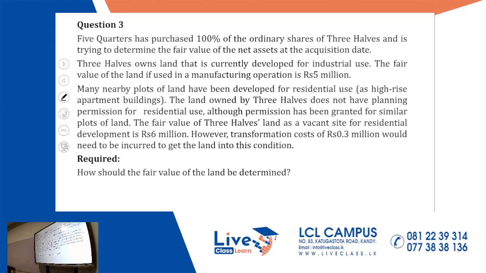Many nearby plots of land have been developed for residential use. ඒ කියන්නේ flats හදන්න. අපි එකම උදාහරණය තමයි මේ ඔයාලට පැහැදිලි වෙන විදිහට අරන් තියෙන්නේ. The land owned by 3 halves does not have planning permission for the residential use. ඒ කියන්නේ මේගොල්ලෝ වෙනම government එකට ගිහිල්ලා මුකුත් අරගෙන නැහැ. ලෙටර් එකක් sign කරලා approval එකක් අරගෙන නැහැ. අපි මෙතන මේ building එකක් හදන්න යනවා කියලා. ඒ වුණාට although permission has been granted for similar plots of lands.